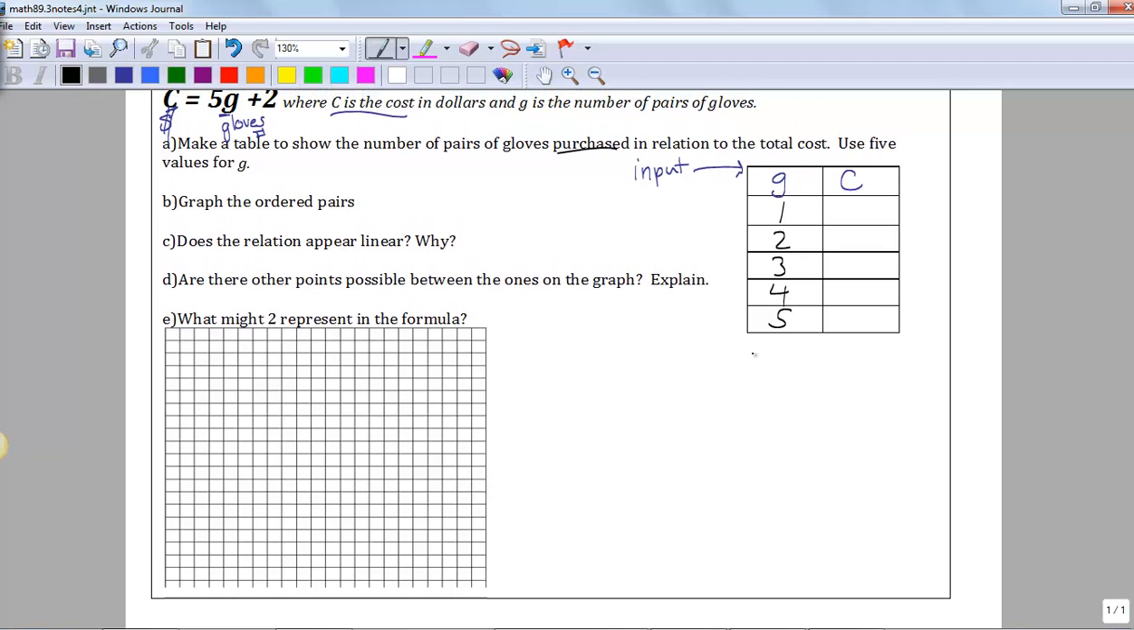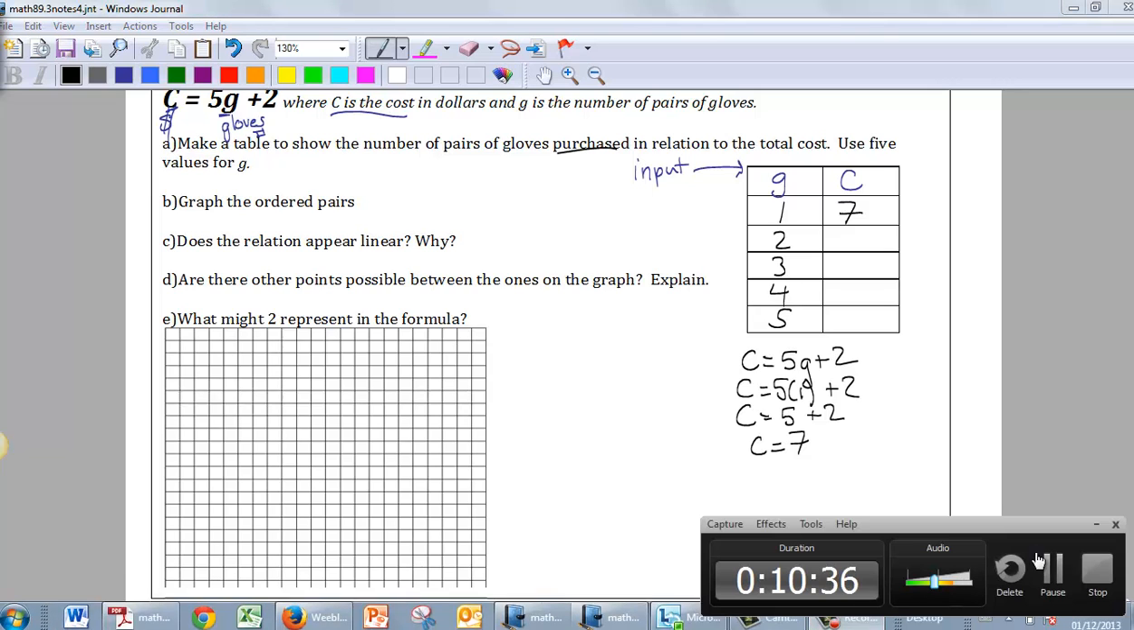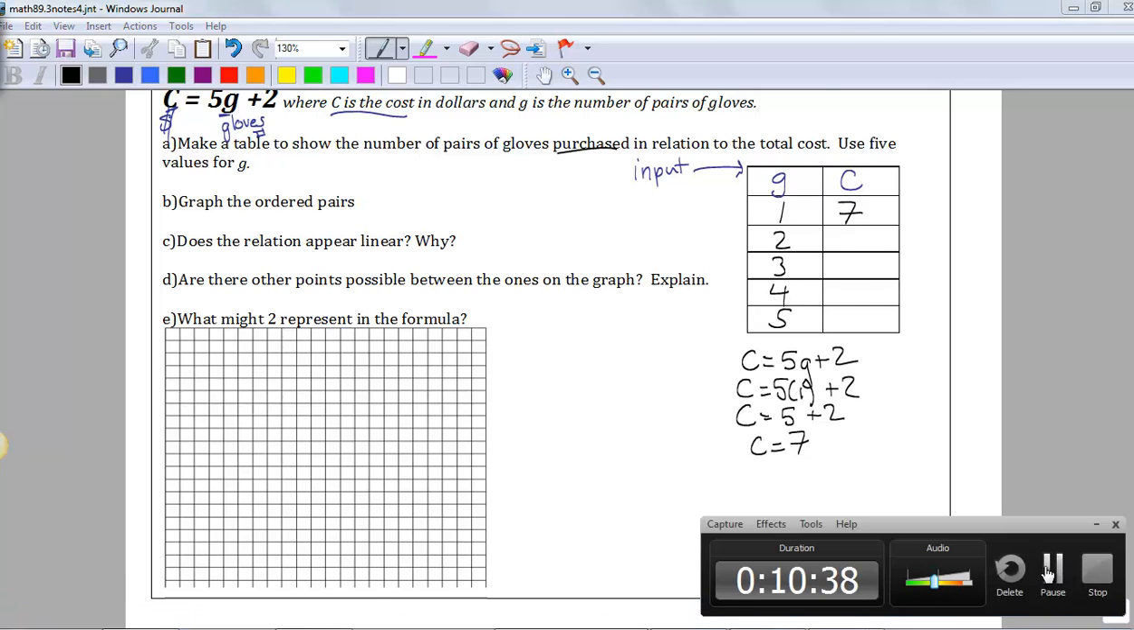So to figure out the corresponding C value, here we've got some space below to do it. Our formula is C equals 5G plus 2. I want to figure out the corresponding C value if G is 1. So C equals 5 times 1 is 5, plus 2. C equals 7. That means it's $7 for one pair of gloves. Why don't you find the corresponding Y values, or C values rather, and check in a minute.